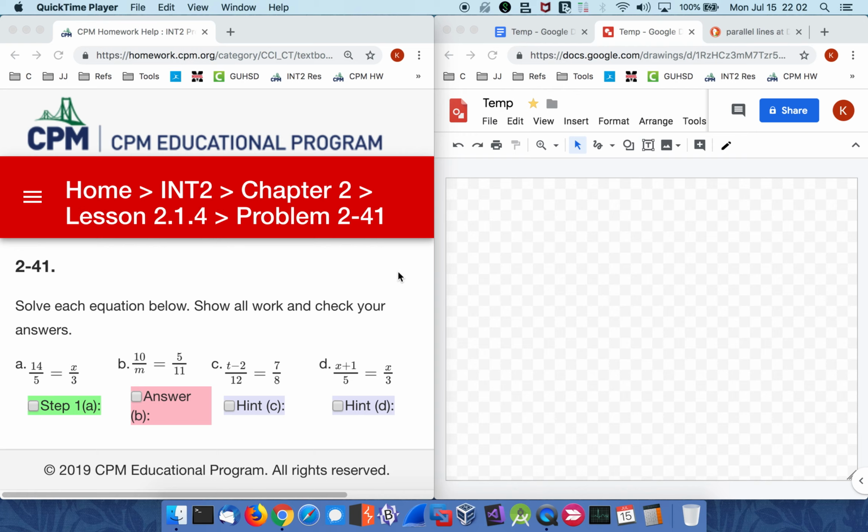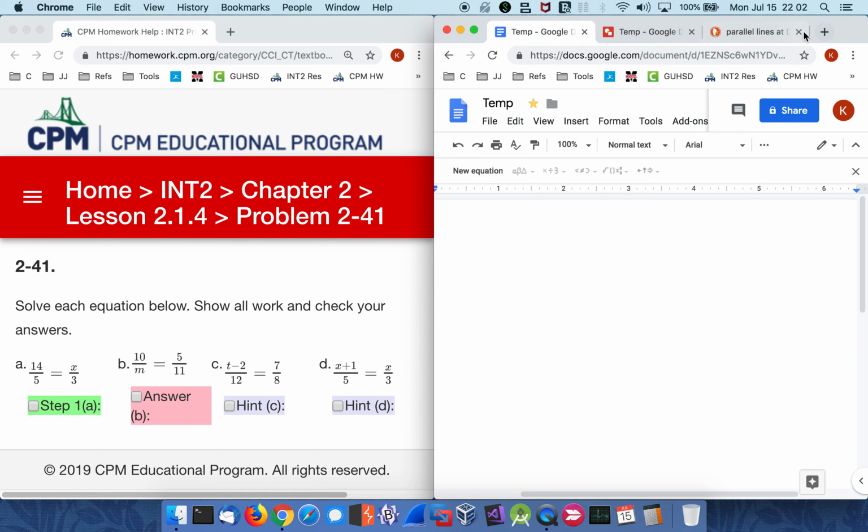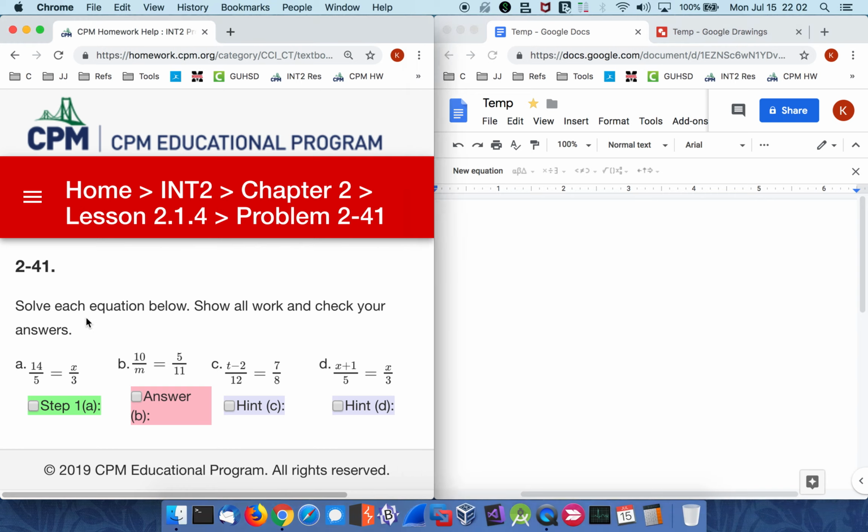Okay, now that we're done with Fisher, let's go ahead and take a look at problem 2, TAC 41. Ooh, man, another four-parter. Geez, they really like those four-parters, don't they? Five-parter sometimes. Okay, so let's see, what do we got here? Solve each equation below, show all work, and check your answers.